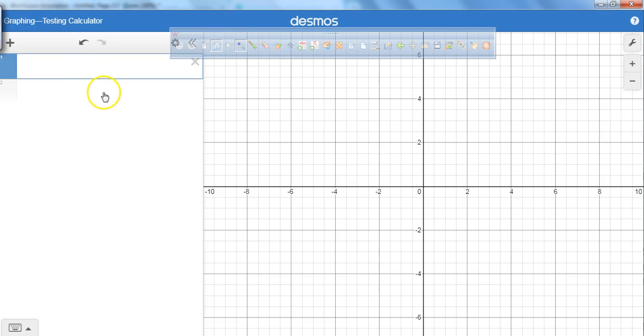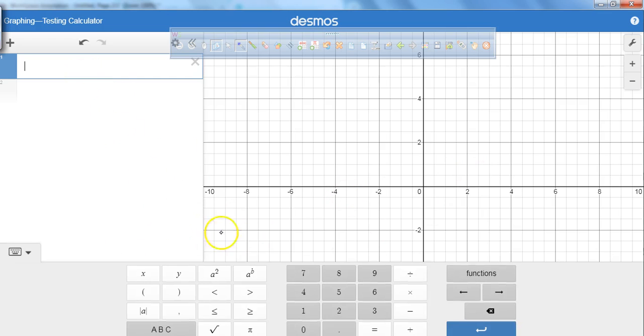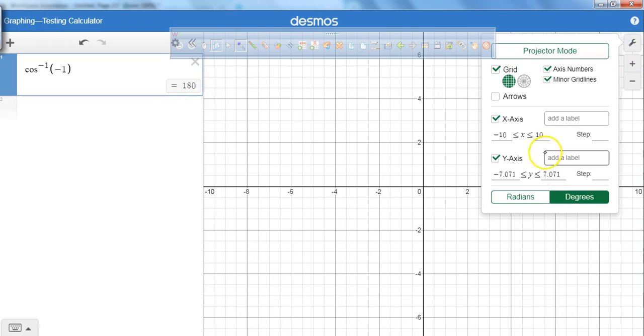We'll go over here. I will go to my little function area. I'll type in the inverse of cosine. I will type in negative 1, and it'll say 180. And that's if you're in degree mode. In radian mode, you're going to see pi. You'll see the approximate value of pi. But here we're in degree mode.